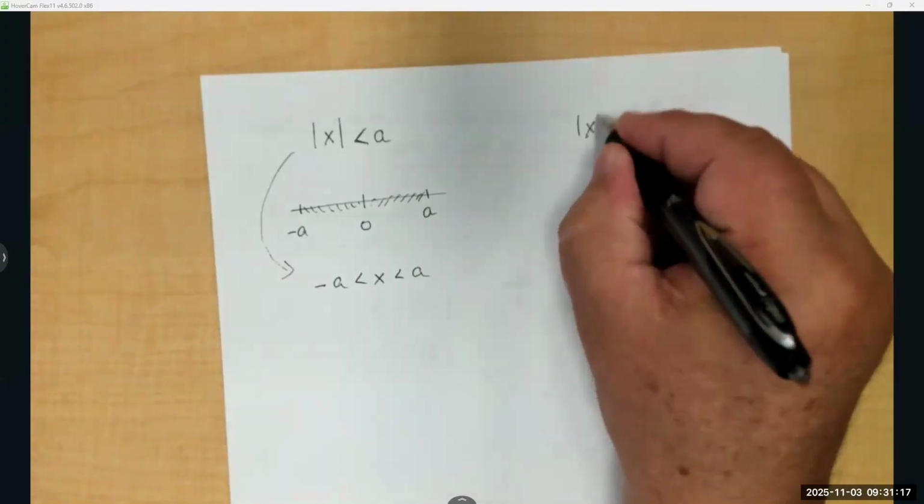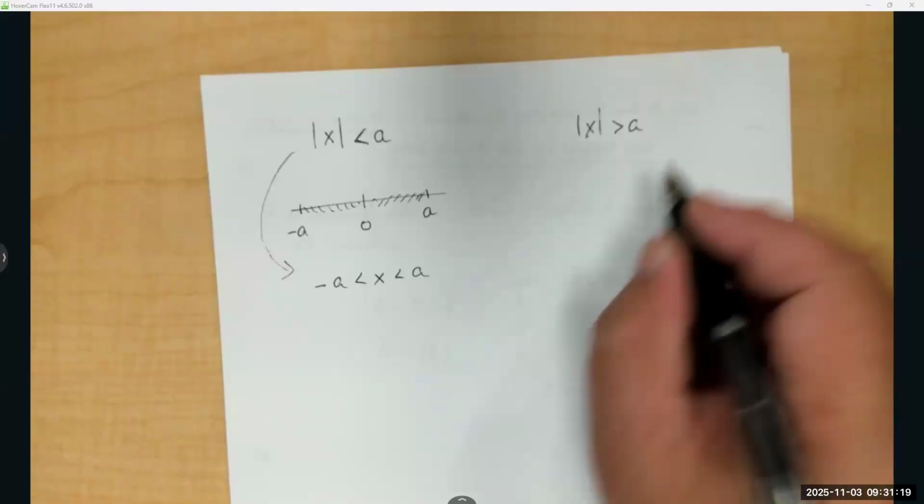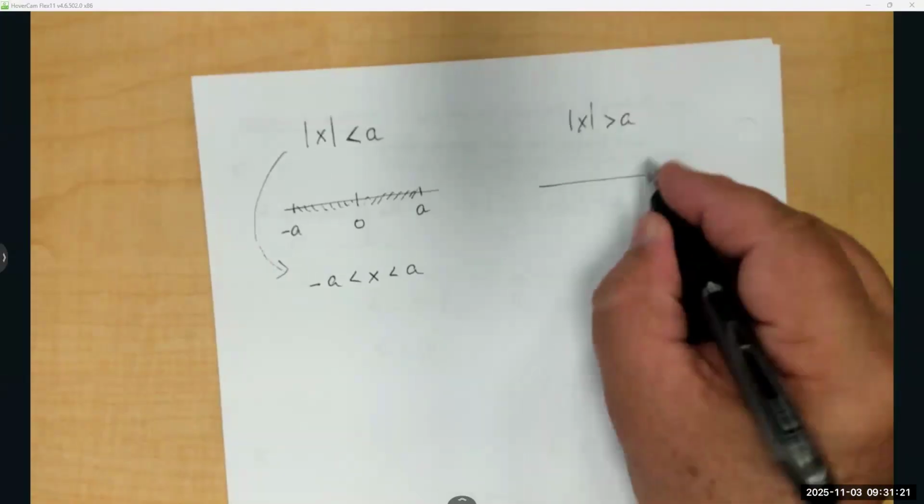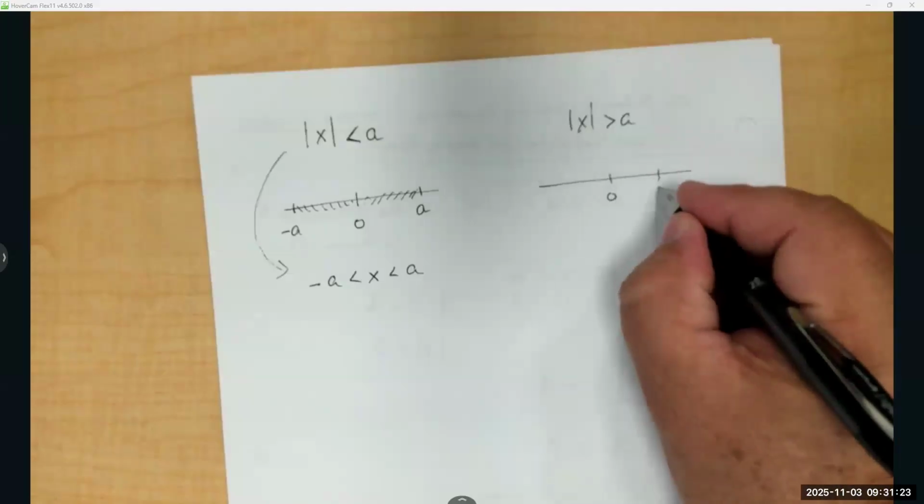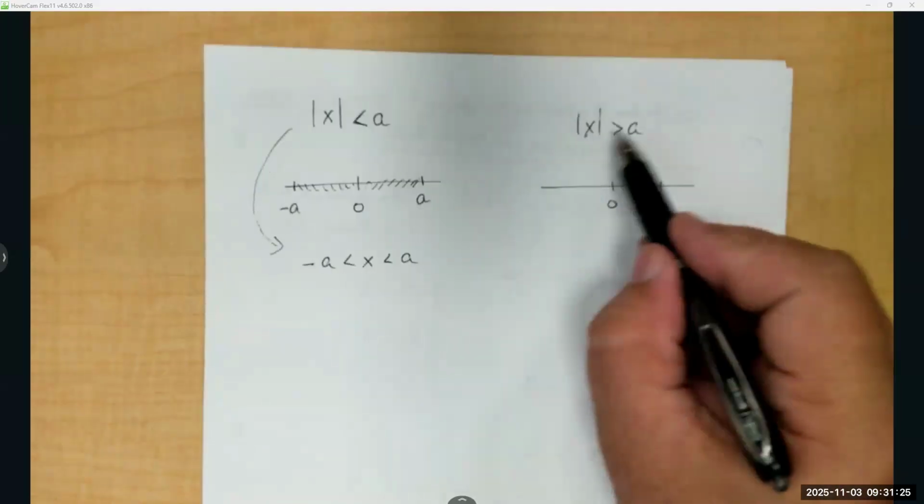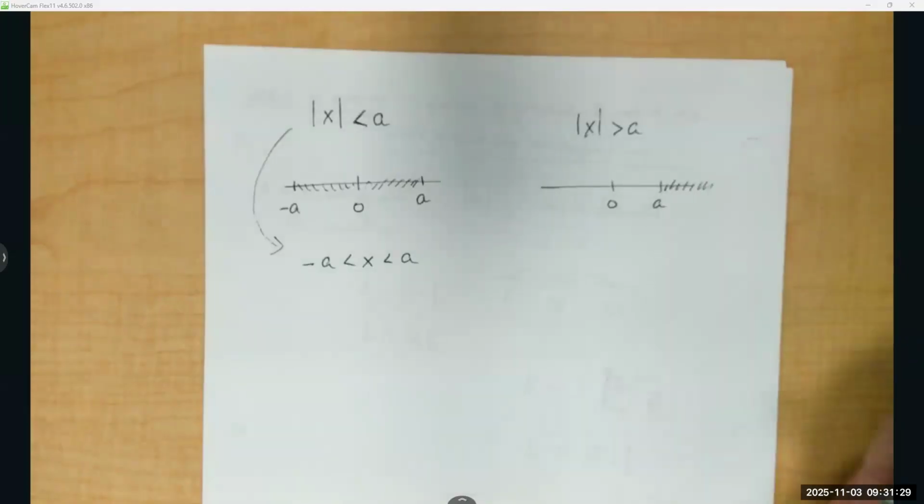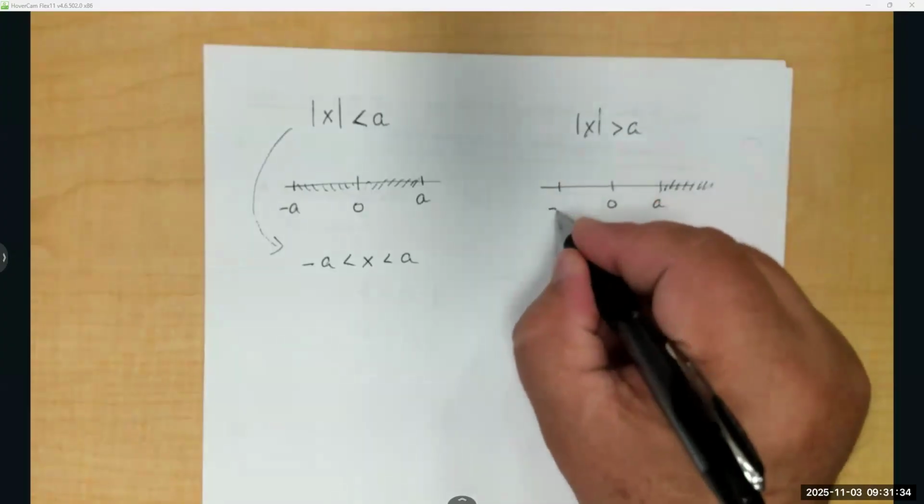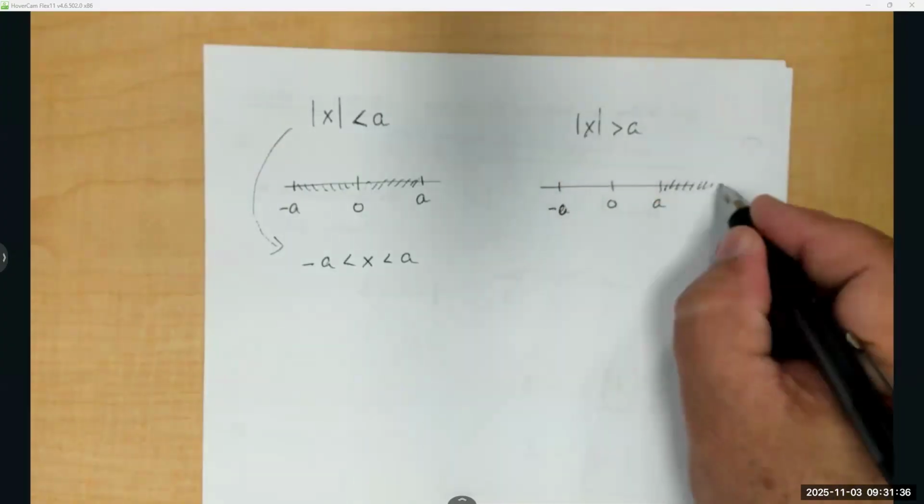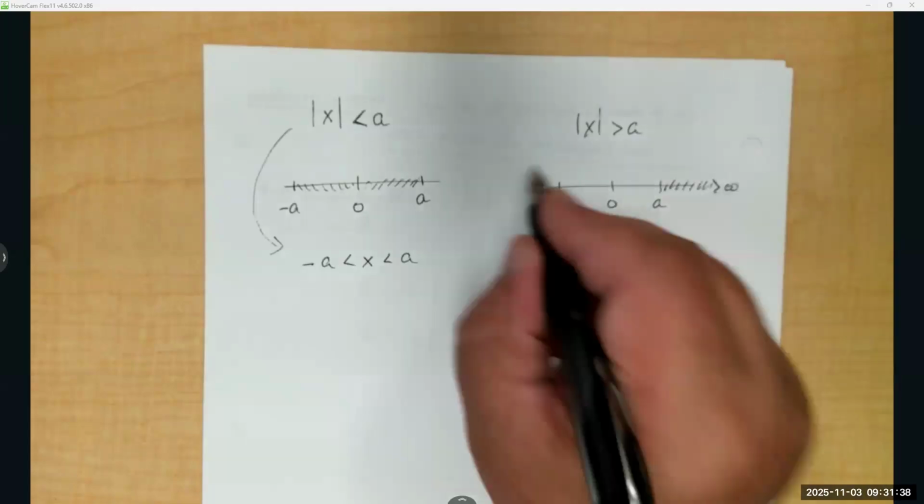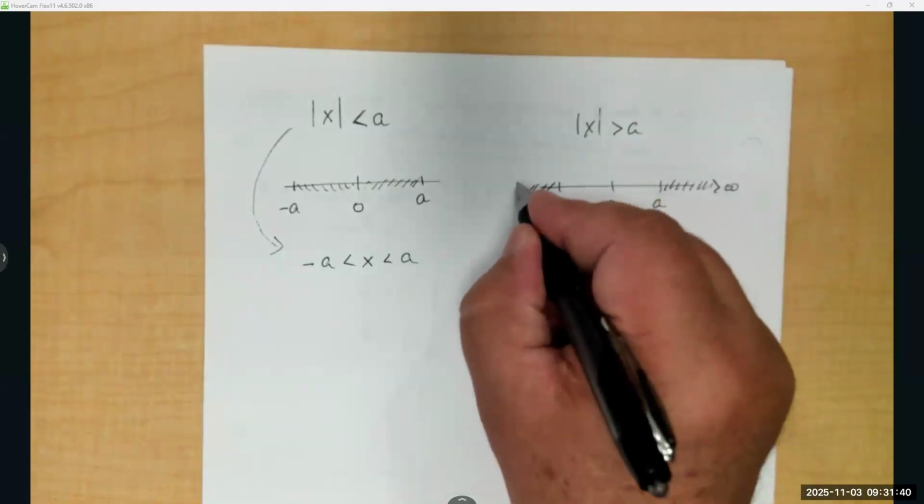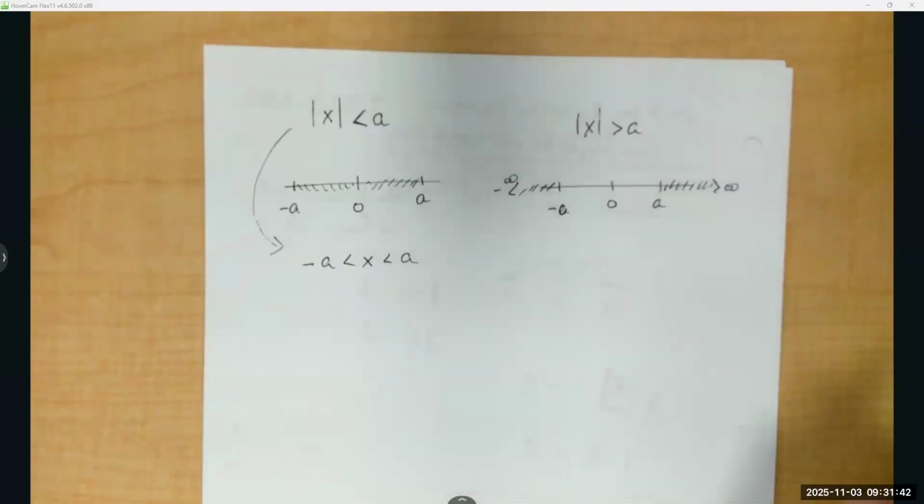How about the greater than symbol? Here's 0. If here's some number a, if x is greater than a, that means it's going away from it, right? It's getting bigger than it. But what about the other side? It's going to infinity. So this one has to go to negative infinity.